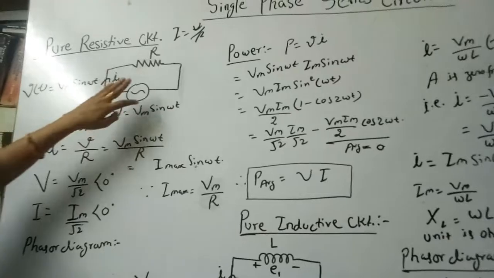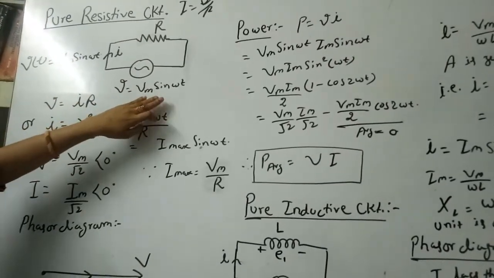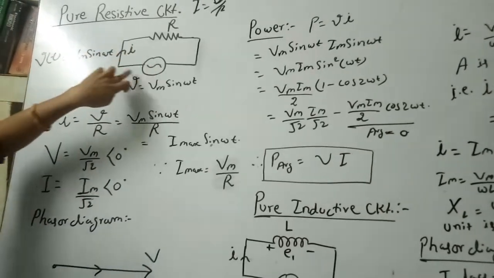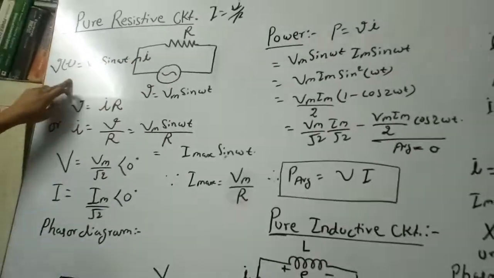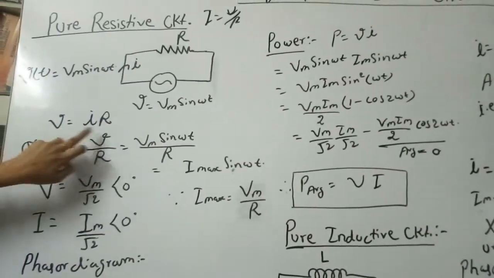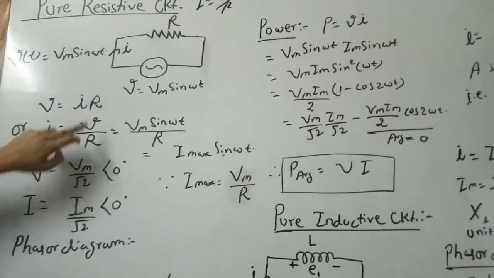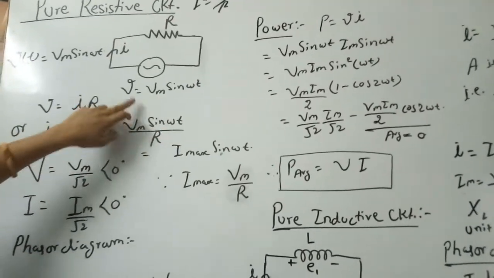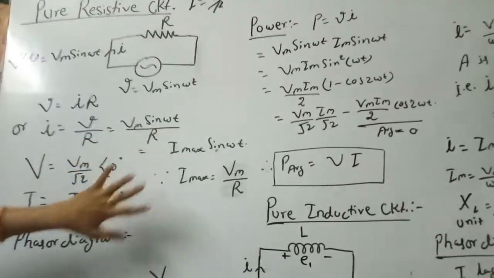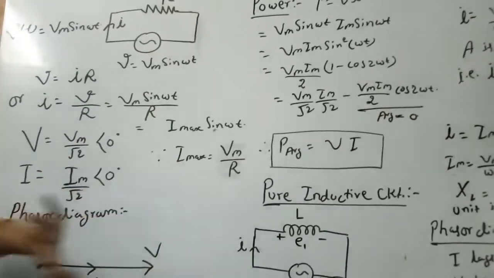Here we see that a single pure resistance is connected with an AC source, Vm sin omega t, that is v(t), and current is flowing across the circuit. As we know the basic principle, the voltage drop across R is V equals IR, that is I equals V by R. Here we have taken the reference V equals Vm sin omega t, so i(t) equals Vm sin omega t upon R, and this value is called Imax sin omega t.